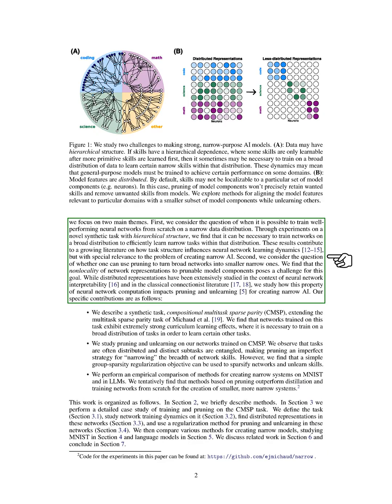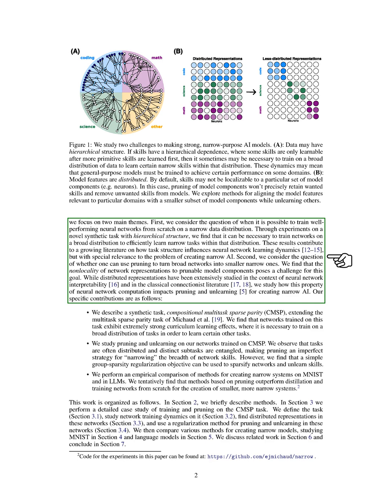Our investigation focuses on two main themes. First, we examine when it is feasible to train effective neural networks from scratch using a narrow dataset. Through experiments with a new synthetic task that has a hierarchical structure, we discover that training on a broader dataset may be necessary to efficiently learn specific narrow tasks. This finding adds to the understanding of how task structure affects neural network learning, particularly in the context of narrow AI.